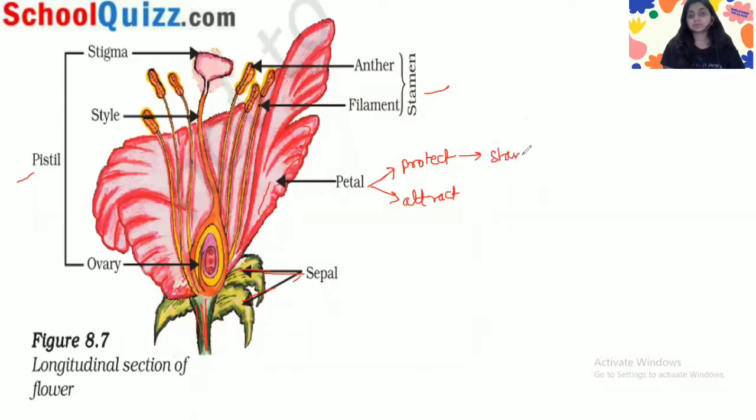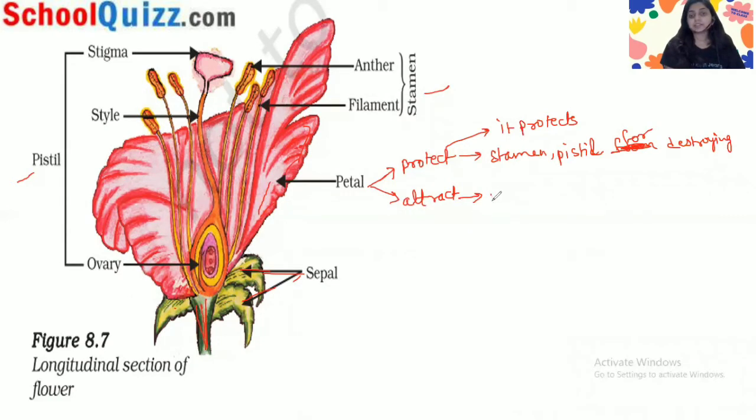You can write directly the names: stamen and pistil. It means it protects stamen and pistil from destroying. And it attracts.